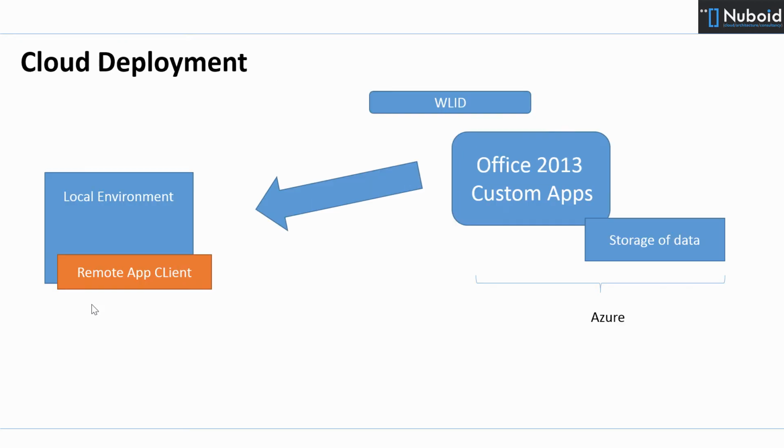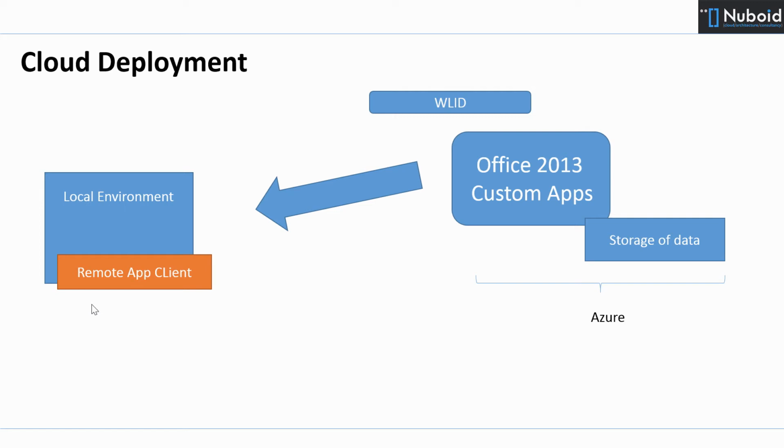But first, let's have a look more into the two possible architectures. One option is to have what they call cloud deployment, where your local environment has this remote app client. In the cloud, there are some desktop applications, and you can stream them towards the client. The authentication mechanism will then be Windows Live ID. So it's a public scenario. Everybody has a Windows Live ID.